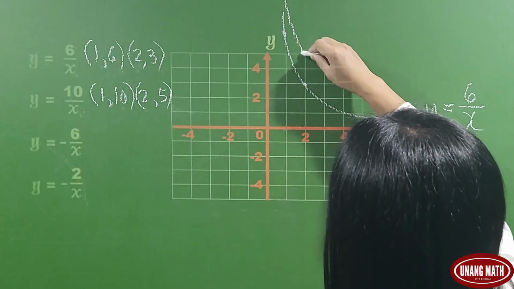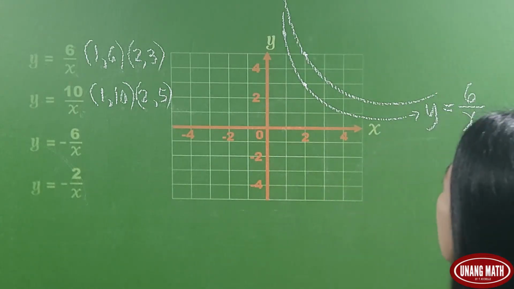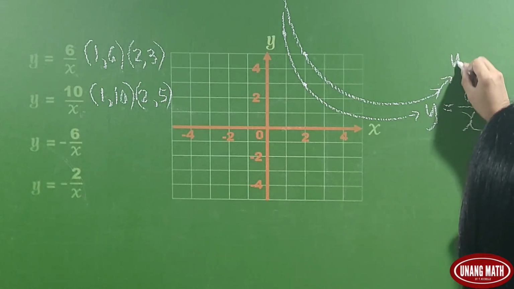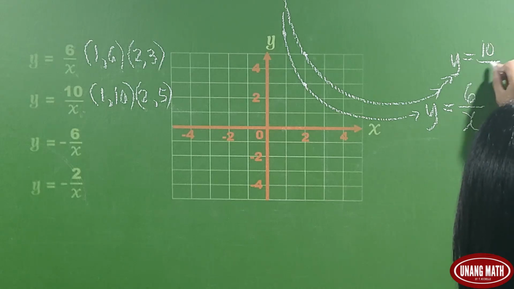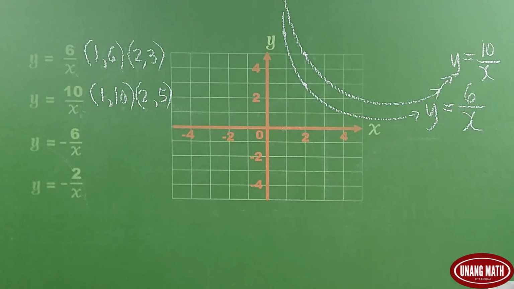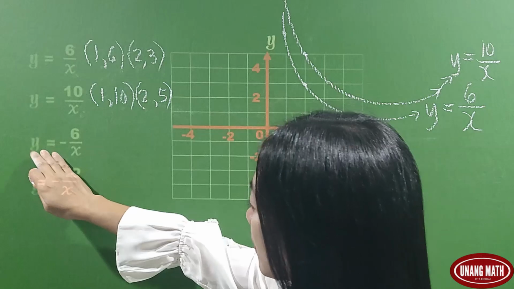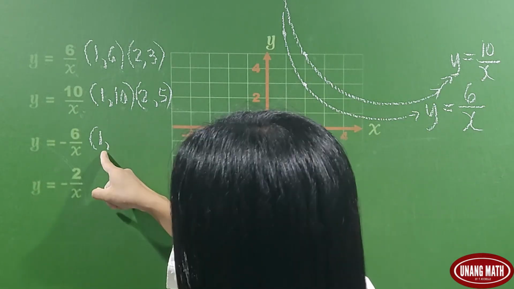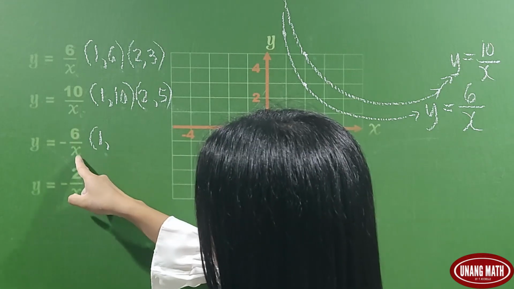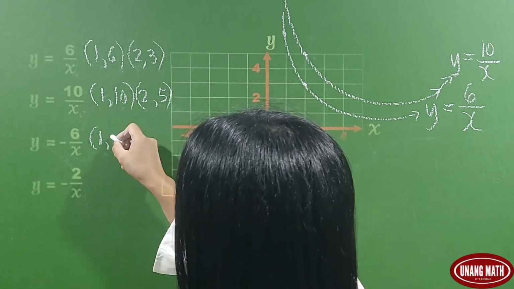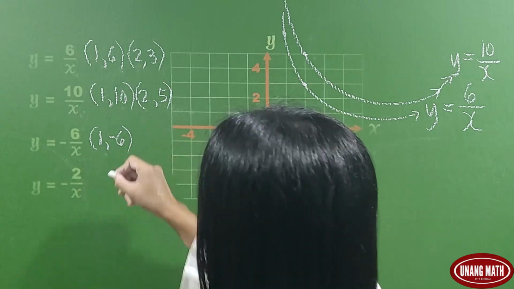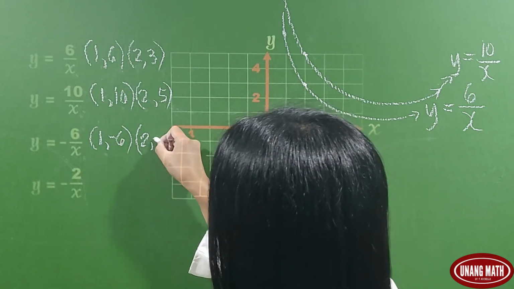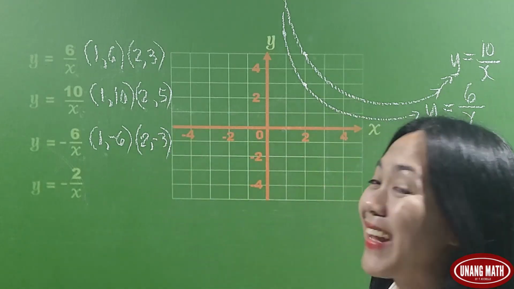So the graph looks like this. So this is the graph for y is equal to 10 over x. Okay, what about y is equal to negative 6 over x? So if x is 1, then negative 6 divided by 1, our y-coordinate is negative 6. If x is 2, negative 6 divided by 2, then the y-coordinate is negative 3.